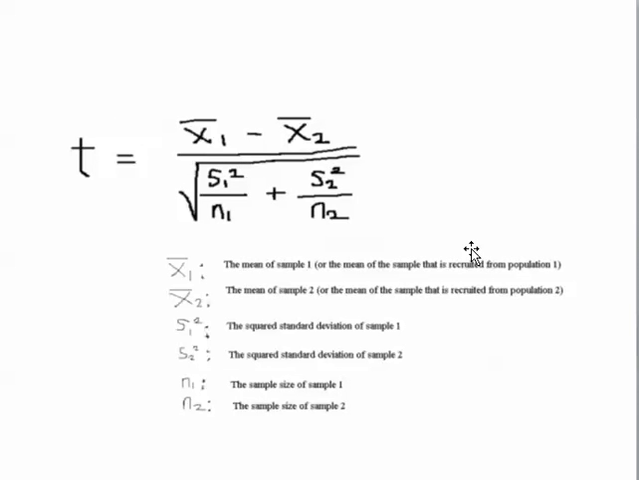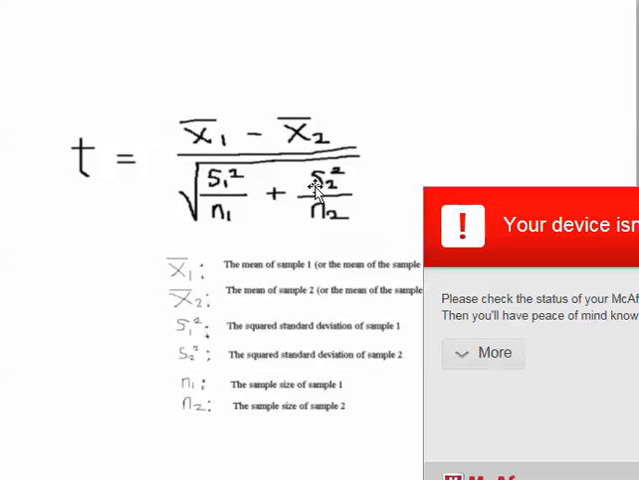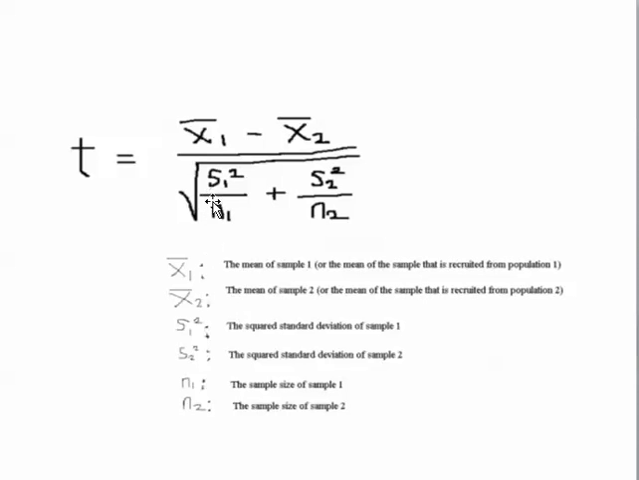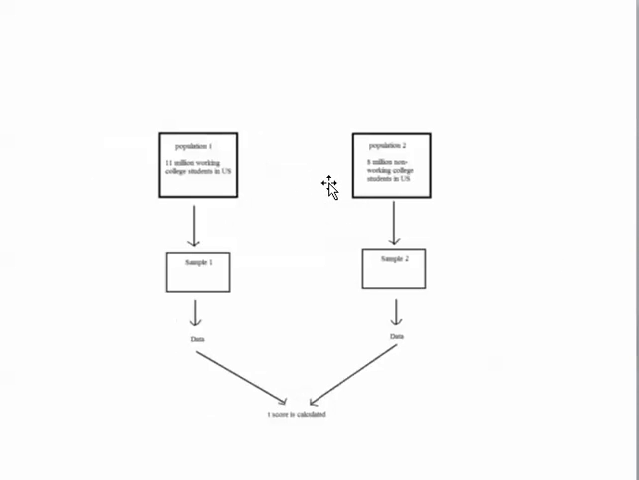So this is the formula for the T-score. On the top it's the mean of sample 1 minus the mean of sample 2, the difference between the two sample means. On the bottom we have a square root that has the standard deviations of sample 1 and sample 2 and the sample sizes, the size of sample 1 and the size of sample 2, and the standard deviations are actually squared.